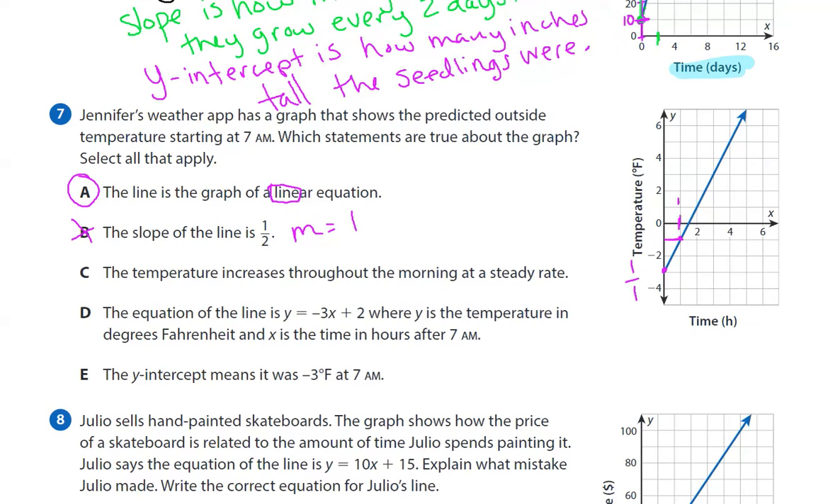Alright, C. The temperature increases throughout the morning at a steady rate. So does this look steady? Looks pretty steady to me. Yep.